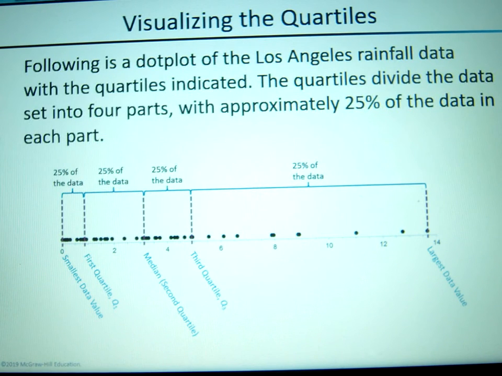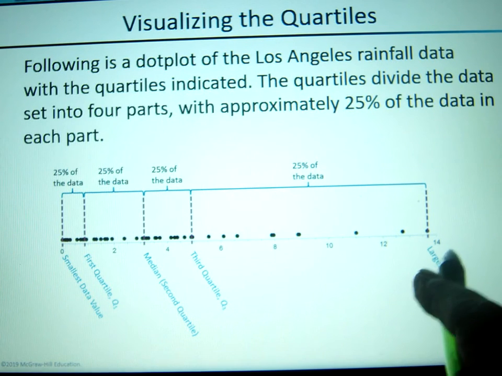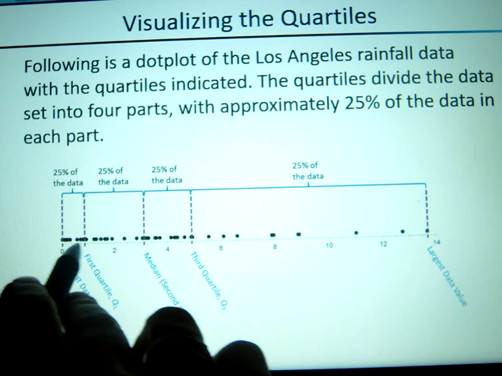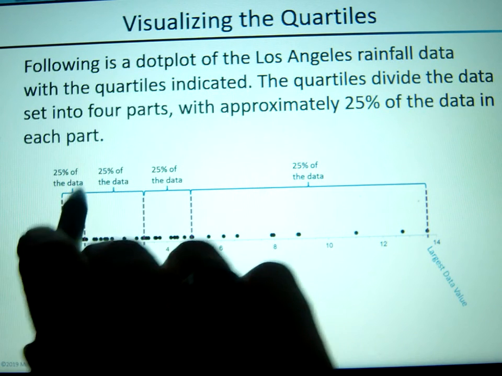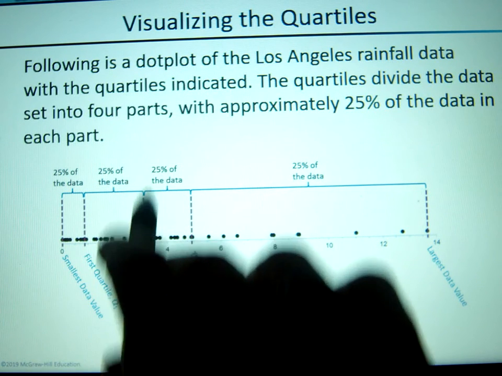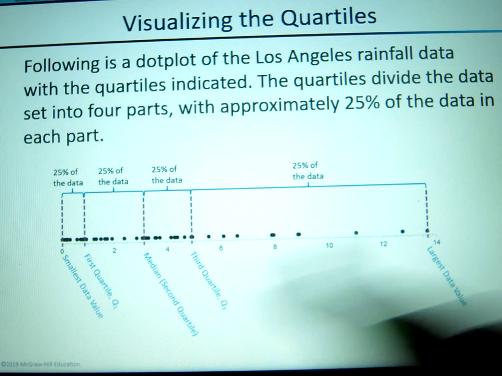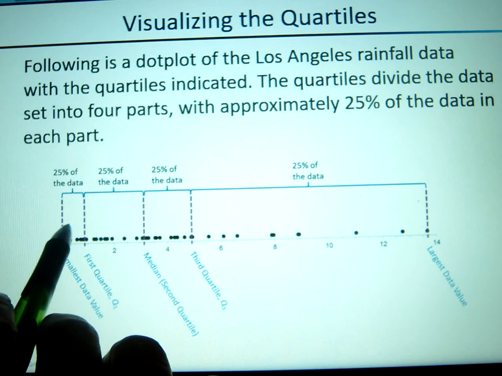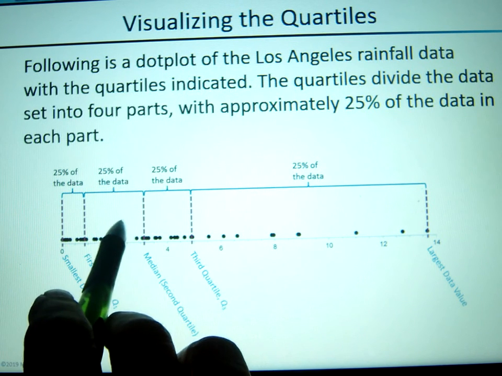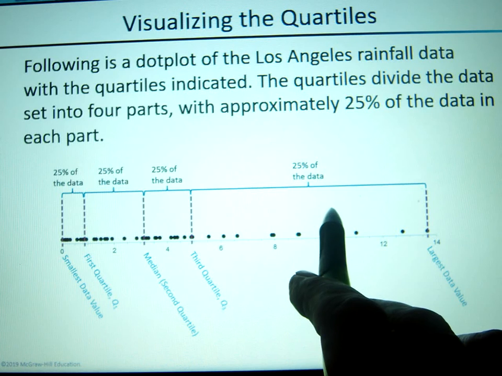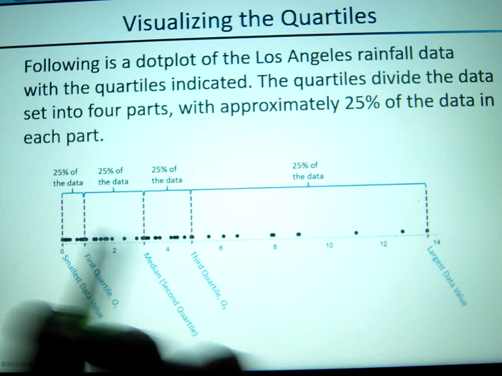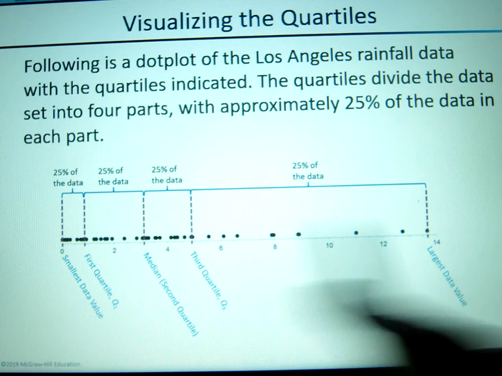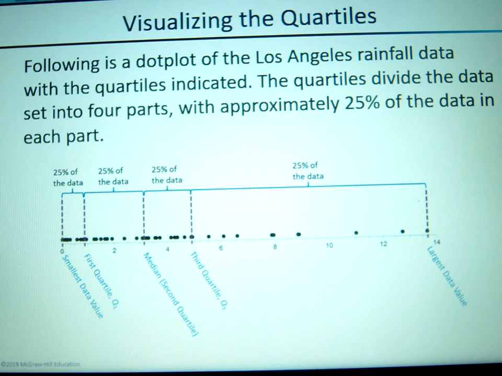Now you can visualize this with a dot plot. We have a number line on the bottom, and all these dots here represent the data. The brackets are just showing you how we are separating it into quarters. The first quarter of the data is here, the second quarter here, the third quarter here, and the fourth quarter here. Now notice they're not the same width. That's not the idea. But the number of pieces of data in these quarters would be the same.